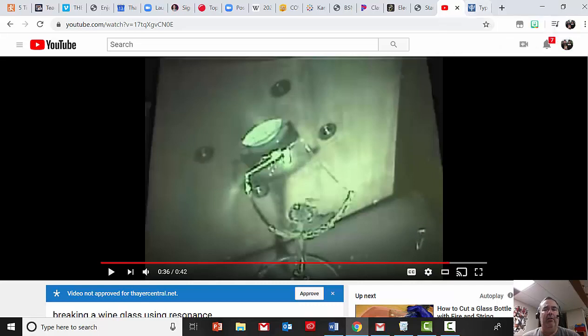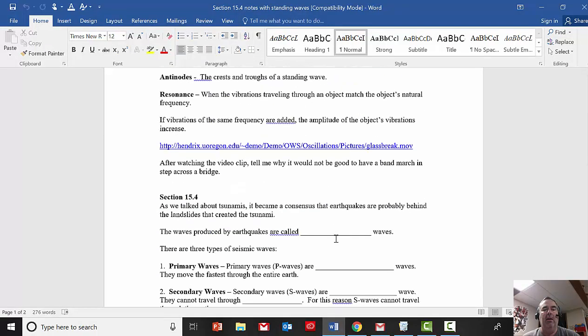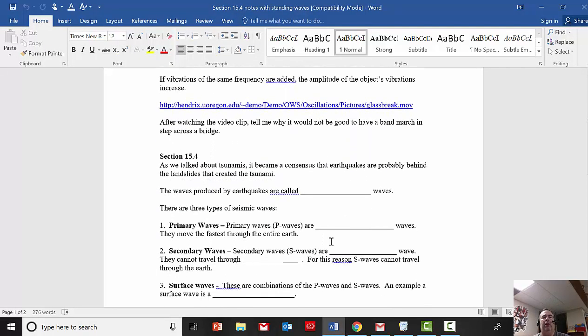The last section that we need to look at is going to be talking about earthquakes and seismic waves. So when we look here, the waves that are produced by earthquakes are called seismic waves. And there are three types of seismic waves that we need to look at.